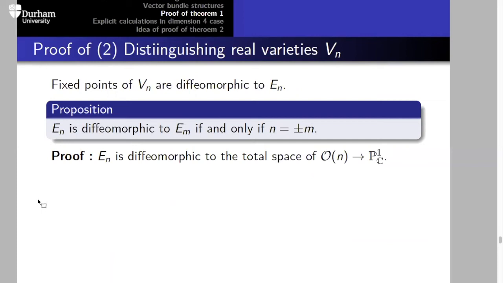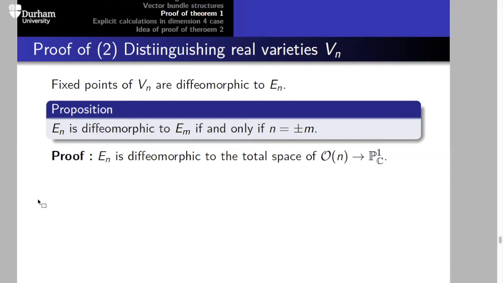First of all, I should say that if n equals minus m, it's clear that En is diffeomorphic to Em, and even Vn is isomorphic to Vm as a total space. I've just changed the orientation of the base space. So I only have to look at the positive ends to study this. Now I'm going to show more than that they're not diffeomorphic. I'm going to show that they're not homeomorphic.